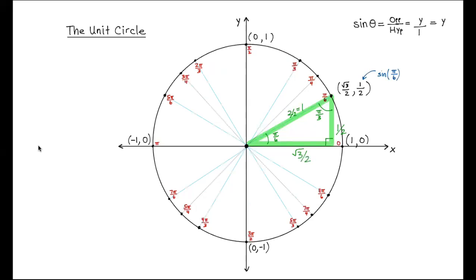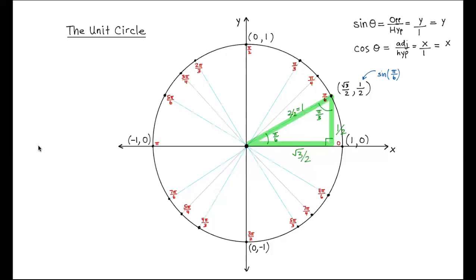And if I do the math for cosine, cosine of theta is the adjacent over the hypotenuse, which in this case, my adjacent side, this side here, is the x coordinate. So I've got x, and again, my hypotenuse side, this side here, is just 1. So again, I'm getting that the cosine of the angle is just the x coordinate.